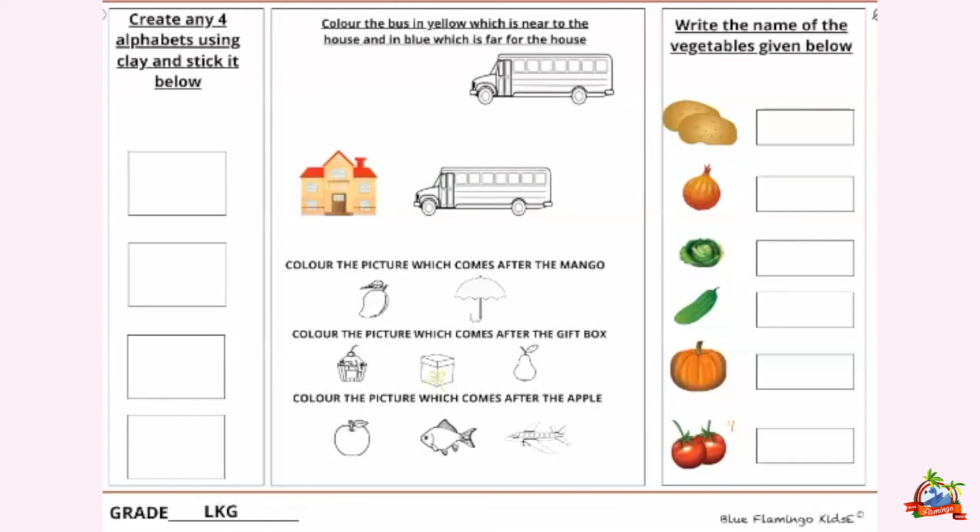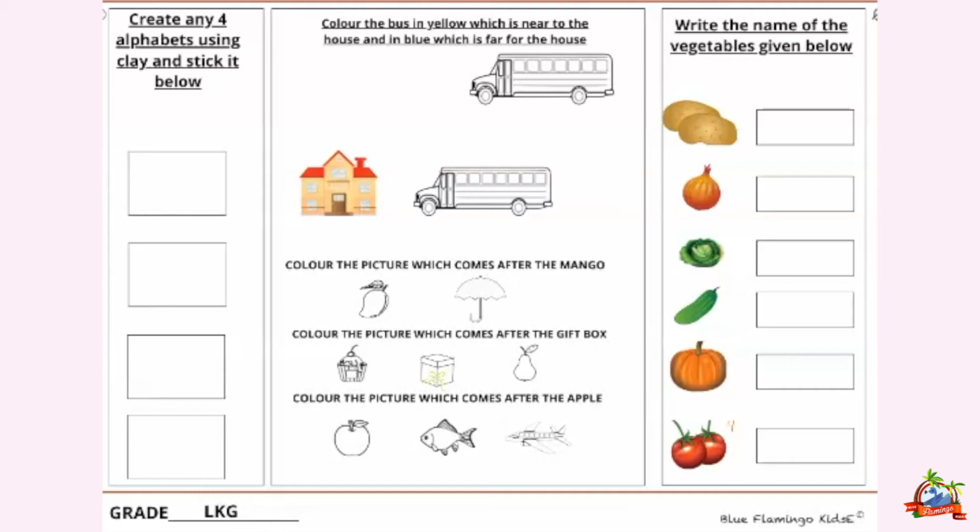Now see the next question. Color the picture which comes after the mango. ओके, उस पिक्चर को कलर करना है जो मैंगो के बाद आता है. मैंगो के बाद कौन सा पिक्चर आ रहा है, अम्ब्रेला. सो यू विल कलर दैट पिक्चर विच कम्स आफ्टर मैंगो. मैंगो के बाद जो पिक्चर आ रहा है उसको आप कलर करेंगे.